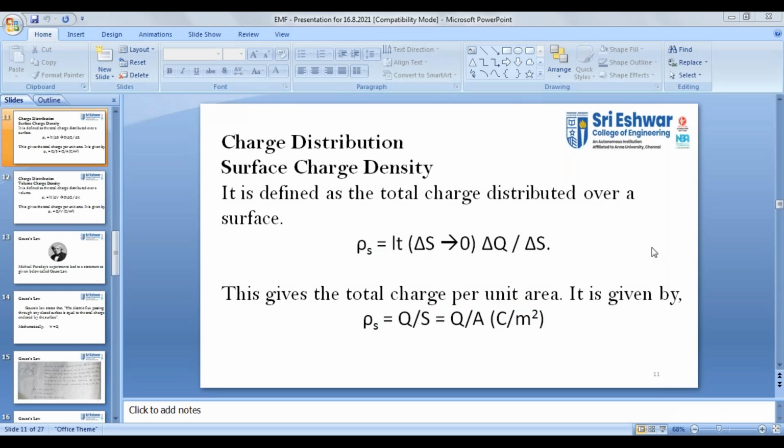Now we have seen linear charge density, then we have seen surface charge density. Now can anyone guess what volume charge density is? Yeah, Sibikanna, you are right, it is Q by V. What is the notation used for volume charge density?